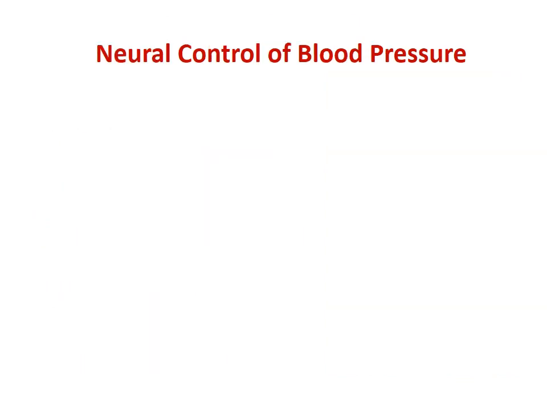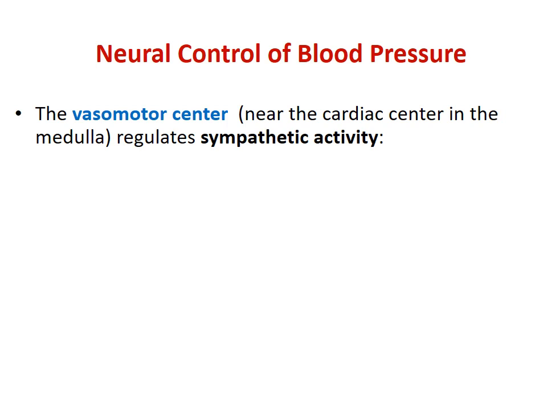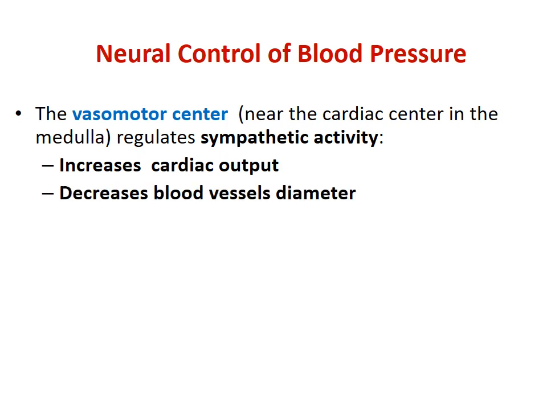Coming to the control of the blood pressure. The vasomotor center is a special vital center that is located in the medulla. And in the medulla there are so many other vital centers like the cardioinhibitory center, respiratory center, vomiting center, etc. When the vasomotor center is stimulated, it will be activating the sympathetic nervous system. It will be increasing the cardiac output. It will decrease the blood vessel diameter.